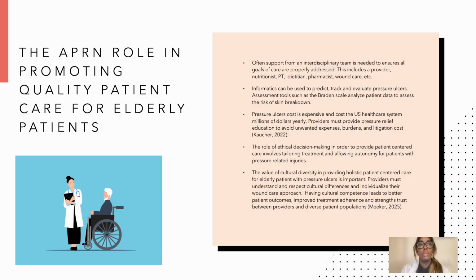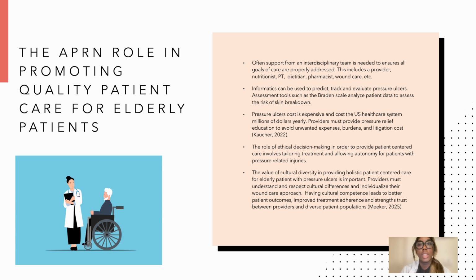The APRN role in promoting quality patient care for elderly patients is important. Often, support from the interdisciplinary team is needed to ensure all goals of care are properly addressed. This includes a provider, nutritionist, PT, dietitians, pharmacists, and wound care. Informatics can be used to predict, track, and evaluate pressure ulcers. As I stated earlier, the Braden scale can be used to analyze patient data to assess their risk for skin breakdown.